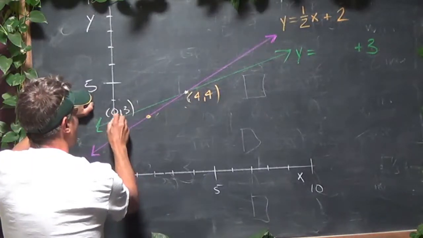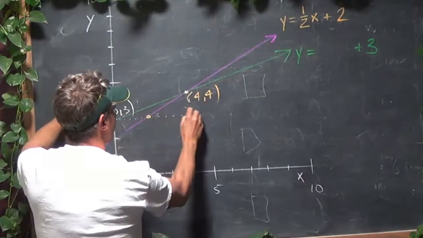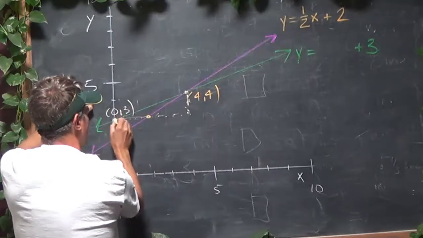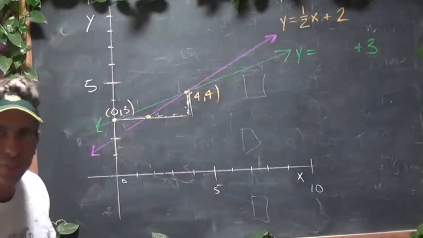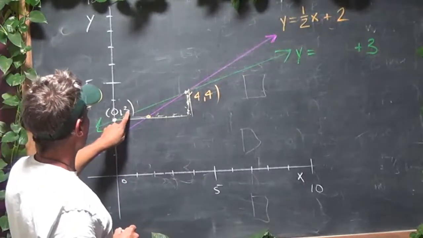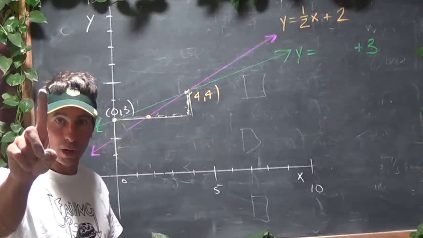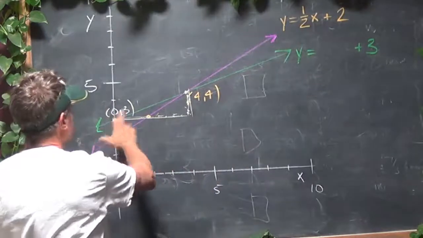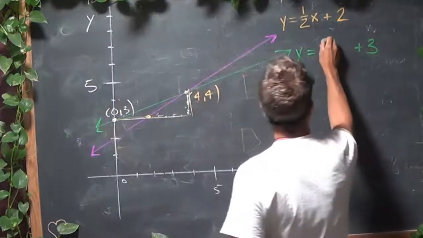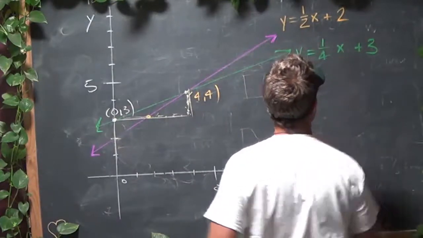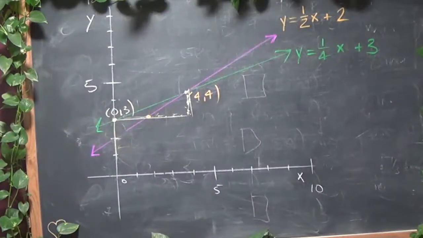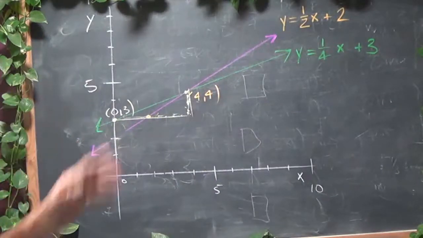Starting here, if we wander over and then wander up, that might be easier to see. What have we done? Well, we wandered up from 3 to 4. That's a rise of 1. We wandered over from 0 to 4. That's a run of 4. That sounds like a slope of 1/4. So y equals 1/4 x plus 3.